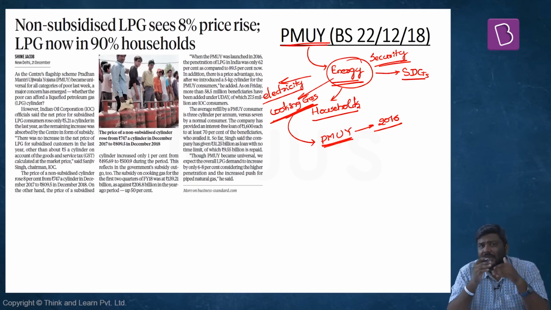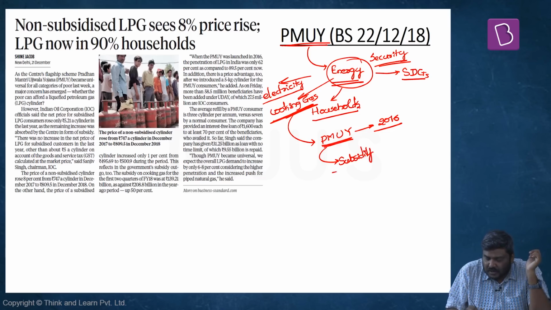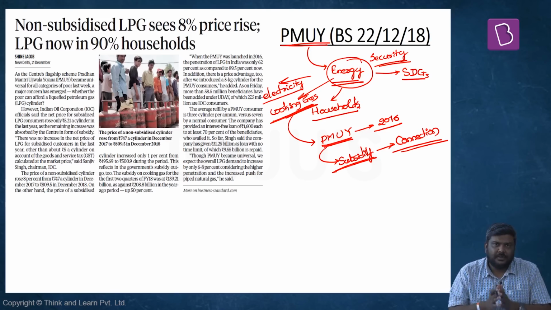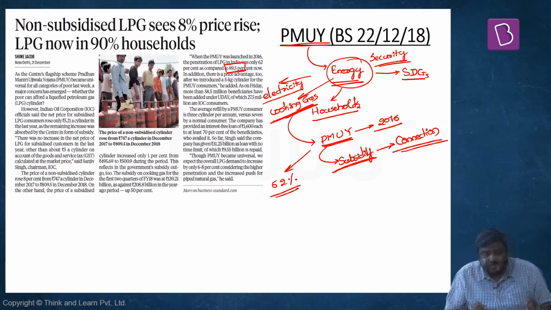Now, please understand, although I said that the objective is to provide cooking gas to the household, the government will not directly provide the cooking gas. What the government ensures under this Yojana is that a subsidy will be given to these identified beneficiaries. Using this subsidy amount, these households need to get the LPG connection. Before the introduction of this scheme, the LPG penetration in India was expected to be around 62%. With the introduction of this scheme, the penetration has increased to 89.5%. This is one of the achievements which has been mentioned in this article.